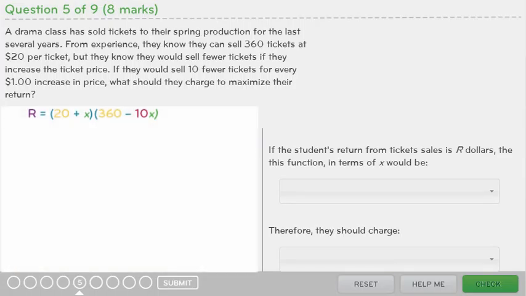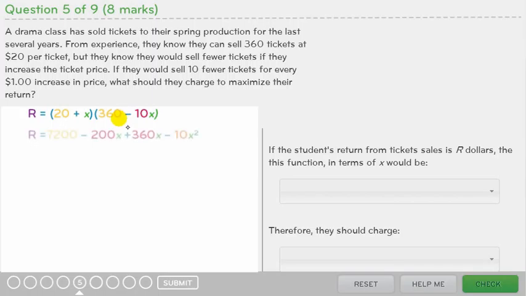First, let's start by taking our two initial functions. The ticket price function, a $20 ticket plus increasing it by $1, and the number of people attending, which would be 360 minus 10 of them every time we increase by $1. Now from here, if we use the distributive property, we'll be able to put this function into general form.